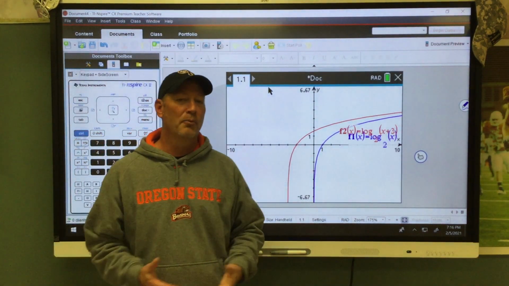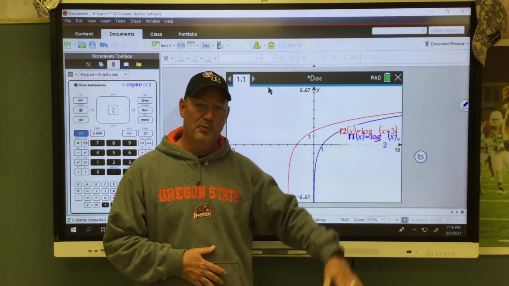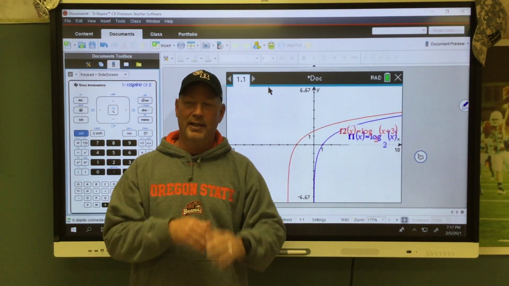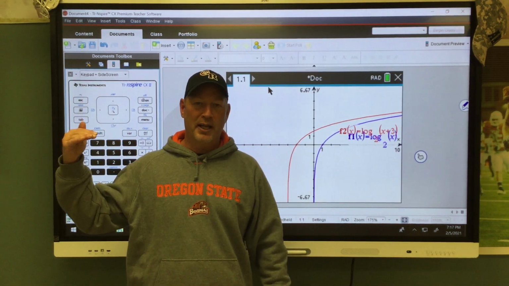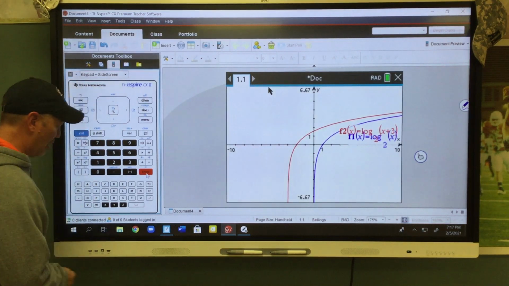So the transformations are being the very same thing. Your k value, past is going to go vertical up and down. Inside the parentheses is going to go left to right. In front, your a value, if you have a negative, you get a reflection over the x-axis. One more thing if you want to talk about this.